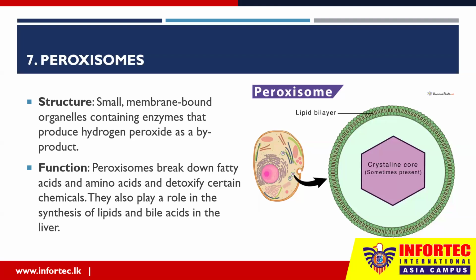Another important organelle in the cell is the peroxisome, which is also a tiny vesicle containing enzymes, and as the name implies, it is the peroxisome. They can produce hydrogen peroxide during chemical reactions. The peroxisome is really important for breaking down fatty acids as well as amino acids and detoxifying certain chemicals. They also play a role in the synthesis of lipids and bile acid in the liver.